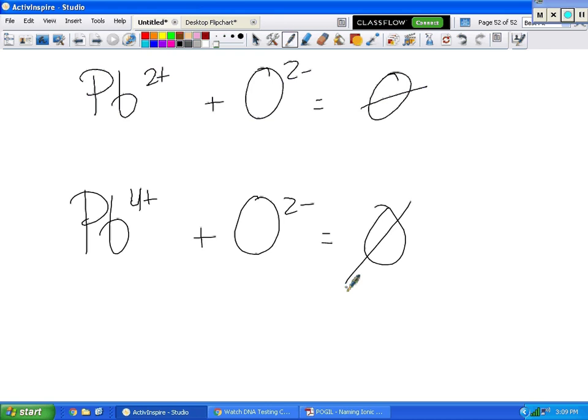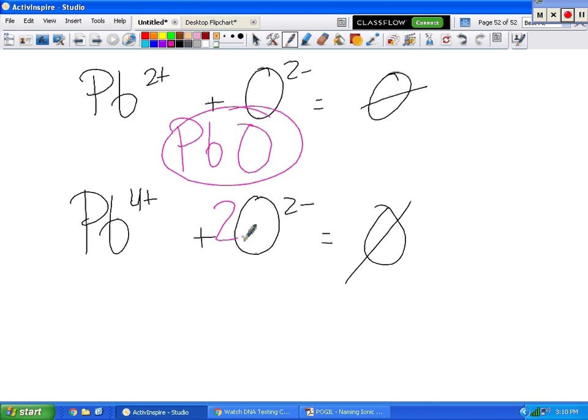Lauren, you get the easy one. Lead 2 plus and oxygen 2 minus. What happens to your pluses and your minuses? They cancel out. So what would your formula be? How many Pbs do you need? Just one. How many O's do you need? So PbO. That's your formula. Okay? All right, Marquise. I've got Pb4 plus and O2 minus. What do I need? Add 2 oxygen. So what would your formula be? PbO2. Does that make sense? All right.